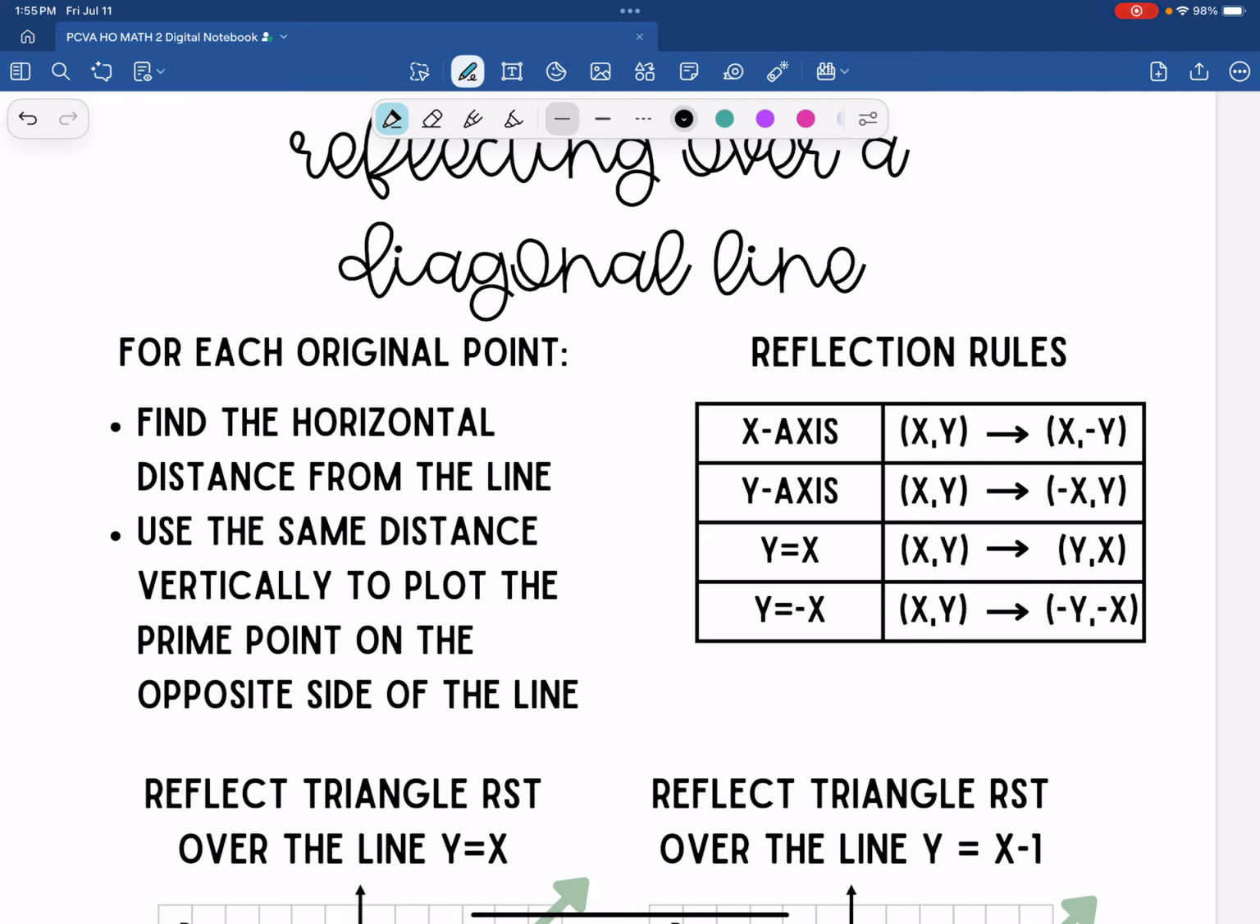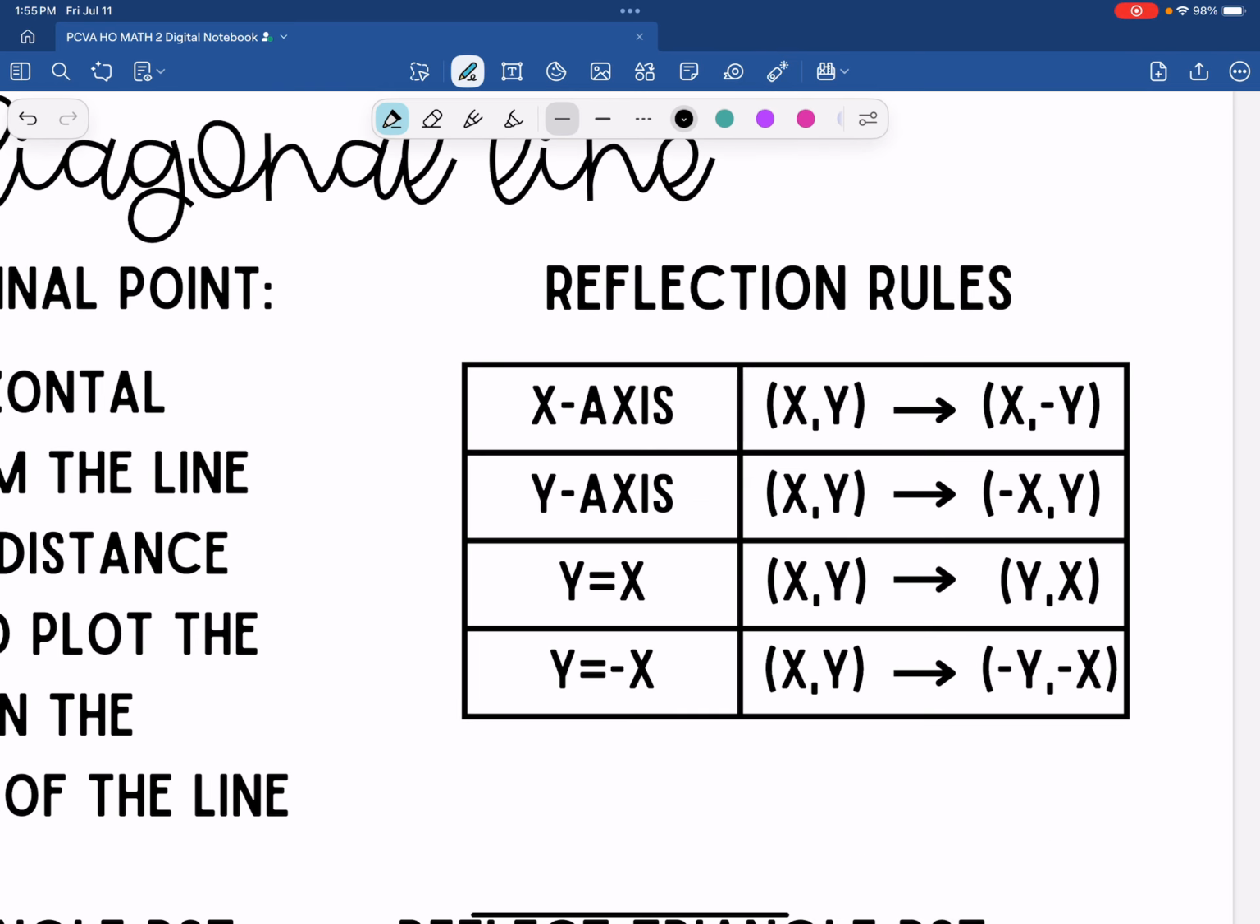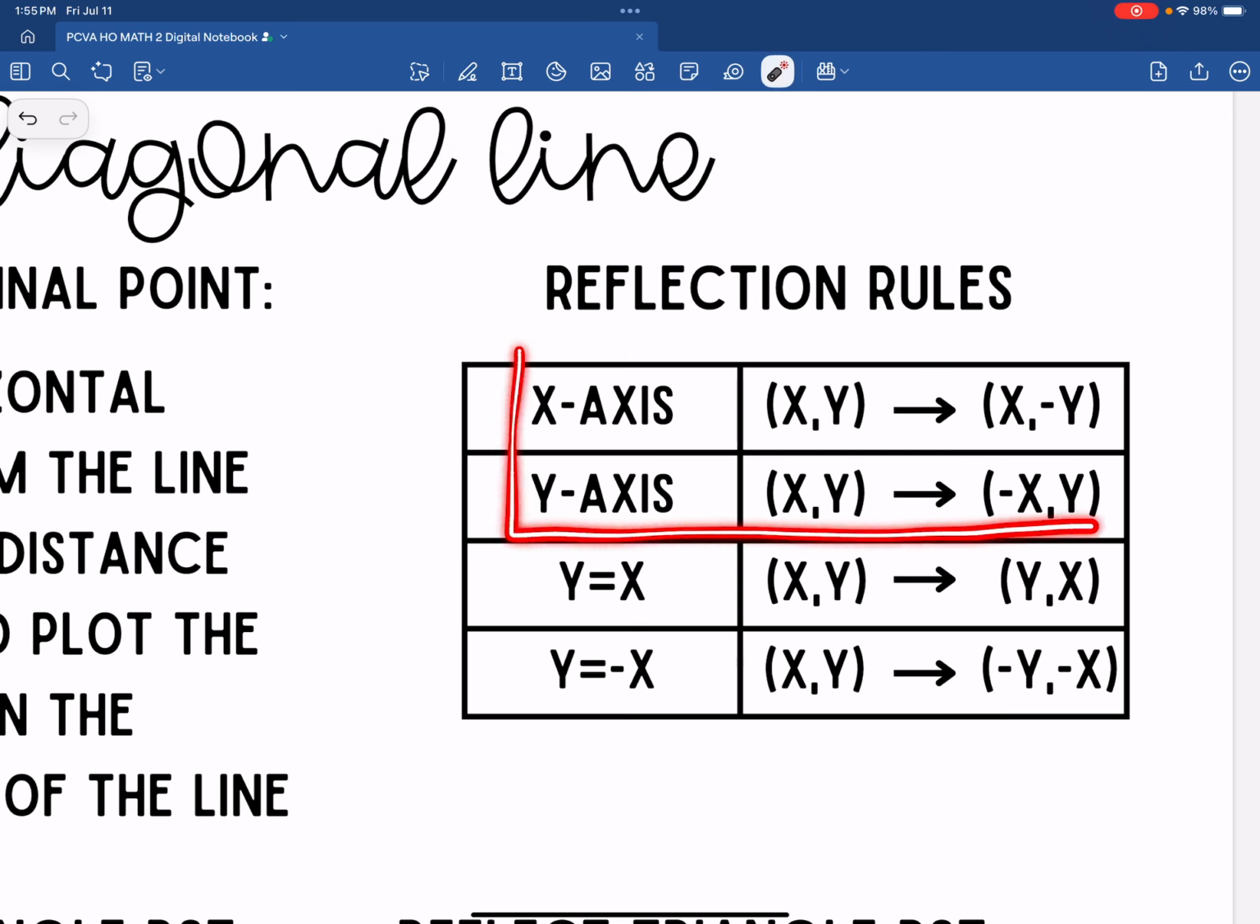So you're going to find that there are reflection rules for any of the 4 specific lines. So these right here, obviously, are the horizontal and vertical lines, because I have the x-axis and the y-axis. If I'm reflecting over the x-axis, all I do is take my original point and inverse, or change the sign of, the y value. If I'm reflecting over the y-axis, I take my original point and do the inverse of the x, or change the sign. So if it's positive, it goes negative. If it's negative, it goes positive.